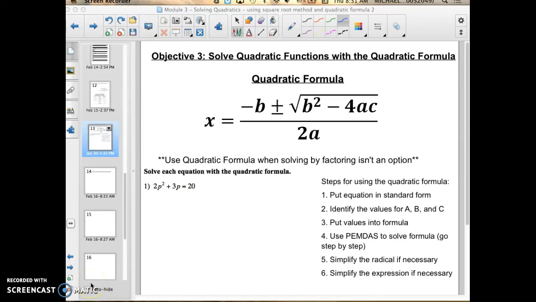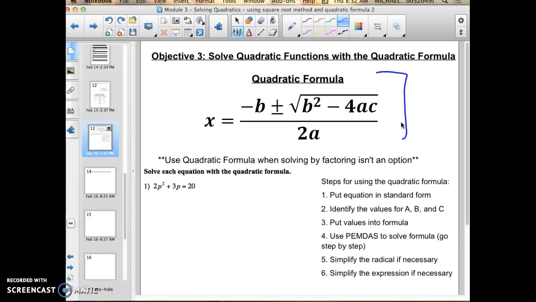Objective 3 in part 2 of Module 3 is solving using the quadratic formula. So solving quadratic functions with the quadratic formula is your objective. The quadratic formula exists here, and it is very important to get very familiar with this formula. We'll be using it a lot.